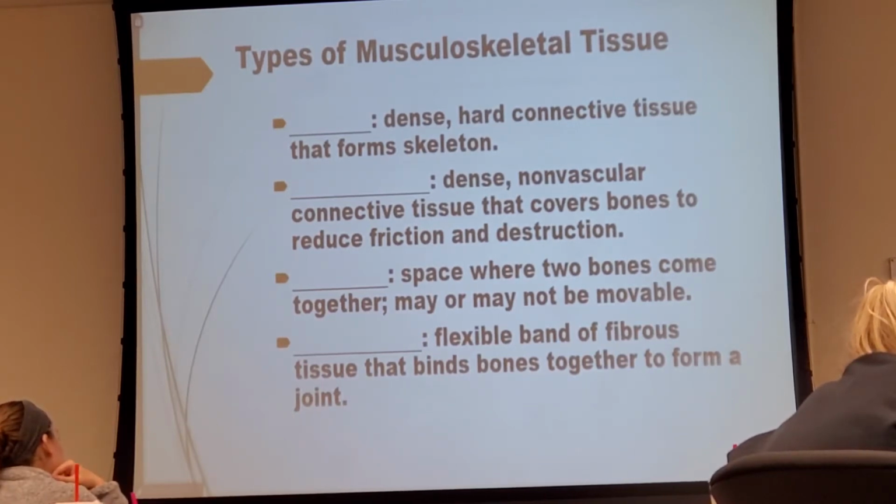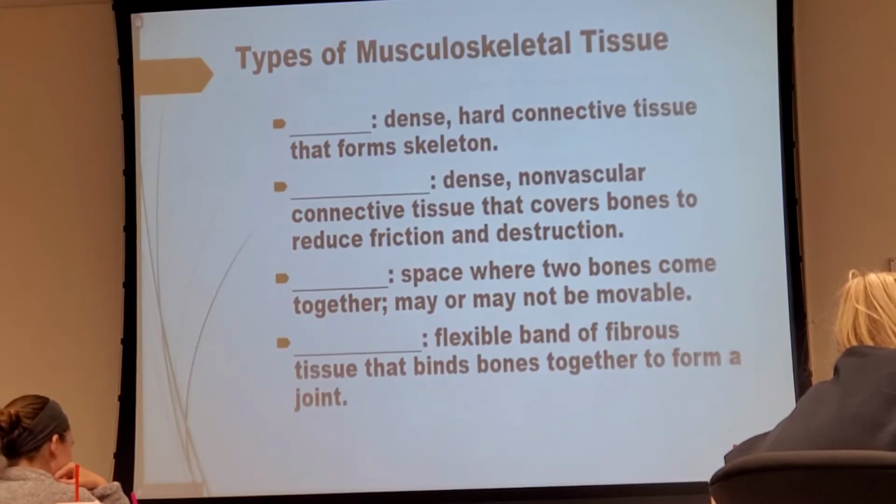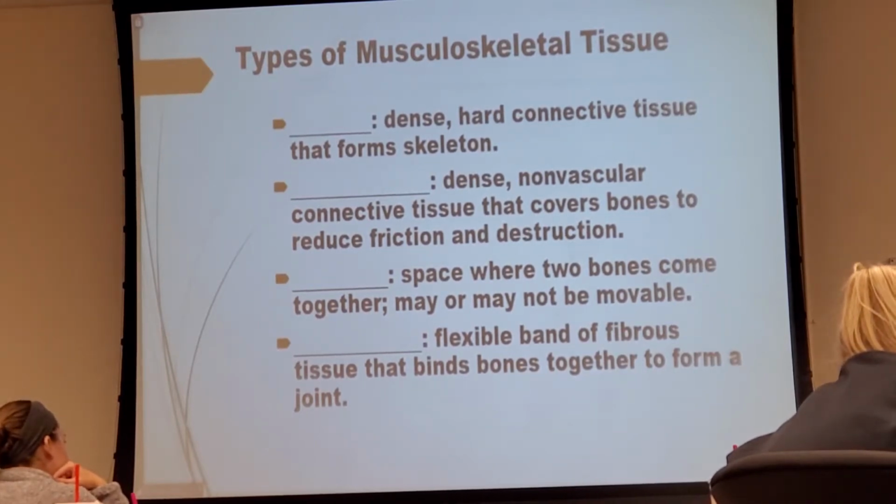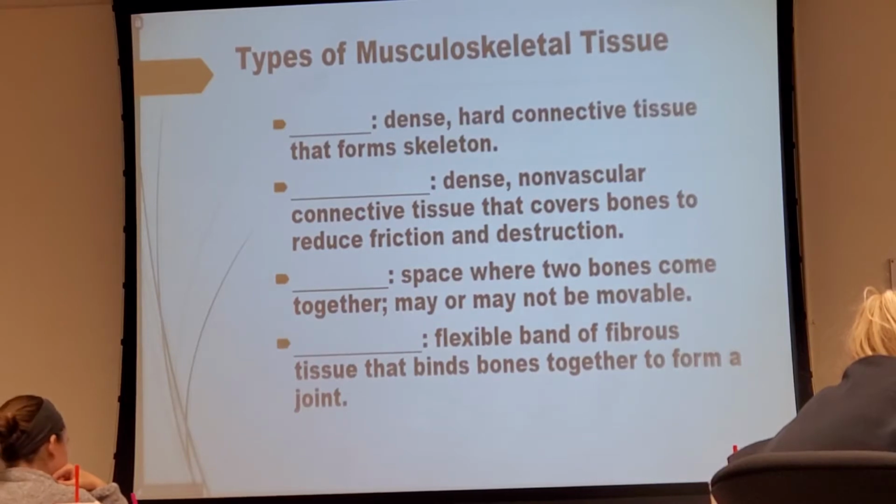Stillwater, what is a flexible band of fibrous tissue that binds bones together to form a joint? Tendon. That one is actually ligament, I think. Next: dense band of fibrous tissue that attaches a muscle to a bone. What's that one? Tendon. Tendon, yeah.